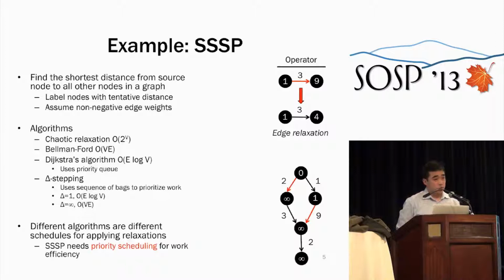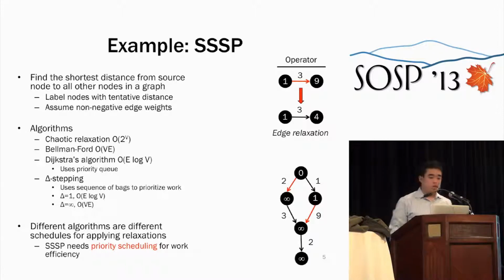So, one example of a graph analytics application is the single source shortest paths problem. We are given a graph and would like to find the shortest distance between a source node and all other nodes in the graph. There are many algorithms for solving this problem, and they mostly revolve around labeling nodes with tentative distances, and then iteratively improving those distance estimates until we converge on a final correct answer.